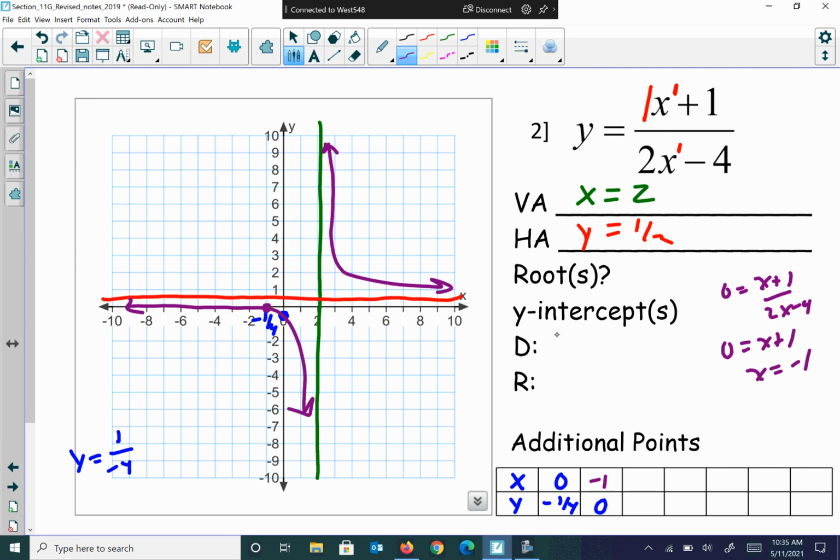So the domain is negative infinity to 2, and then 2 to infinity. Again, you're using a rounded bracket on the 2's. That means that they don't equal it. The range, I'm going from bottom to top, so negative infinity to 1/2, and from 1/2 to infinity. That's our domain and range.